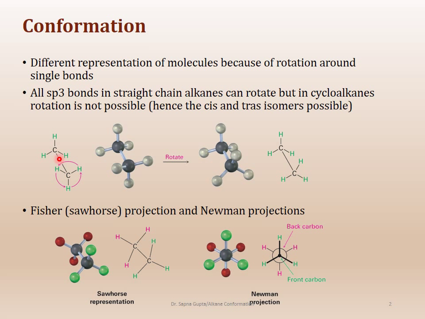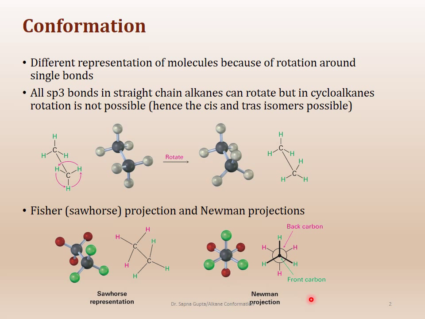Remember, this is not like a rope or anything that is getting twisted. It's just a pair of electrons. So the twisting is not really twisting, okay, so much. It just goes on and on and on. So the sawhorse representation, which is also the Fisher representation, is not very clear.